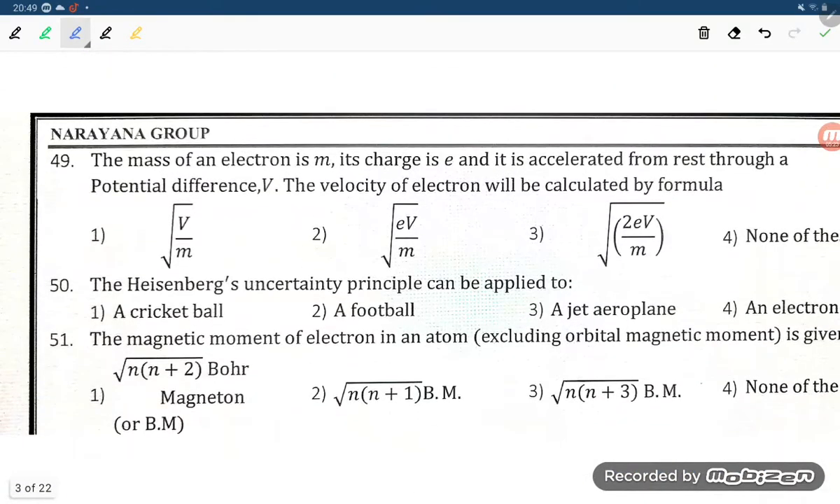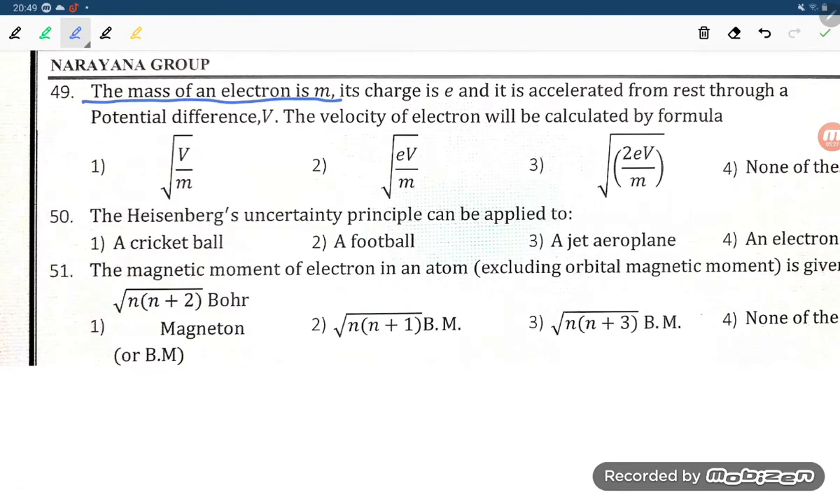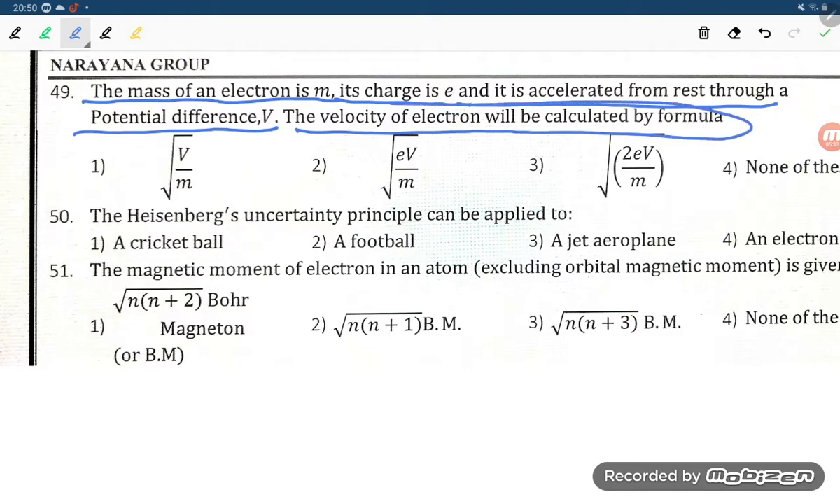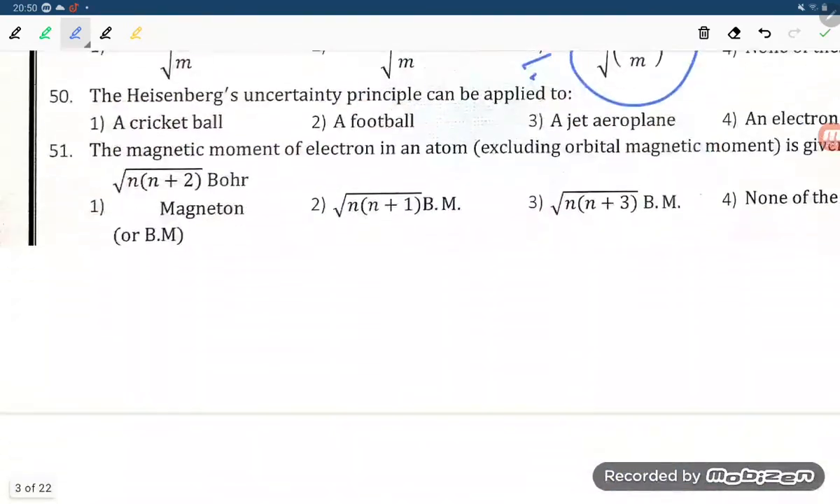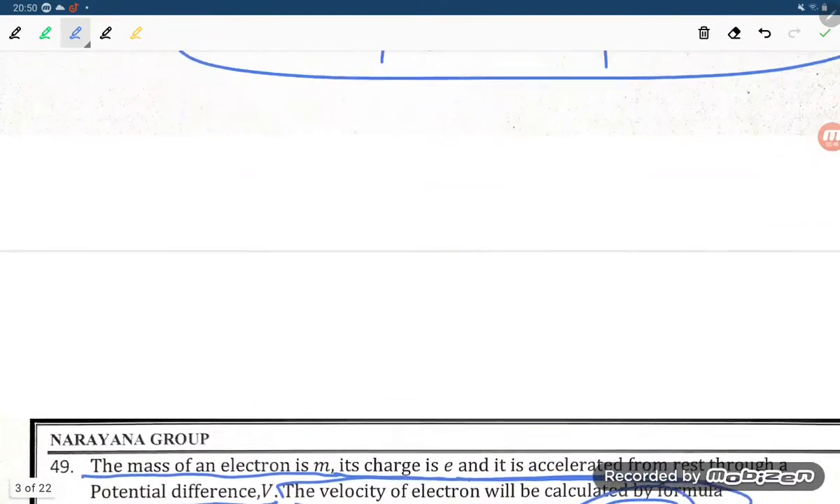What is the question, student? The mass of an electron is m. Its charge is e and it is accelerated from rest through a potential difference V. The velocity of the electron will be calculated by a formula. This is a direct formula, student. We have already derived this one. This is the third option. But if you forgot that, we can explain here.